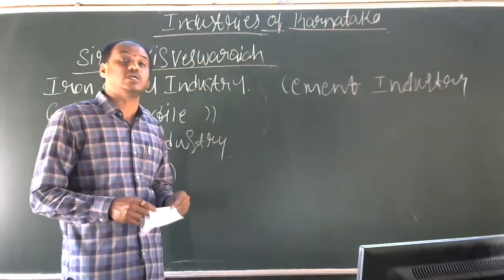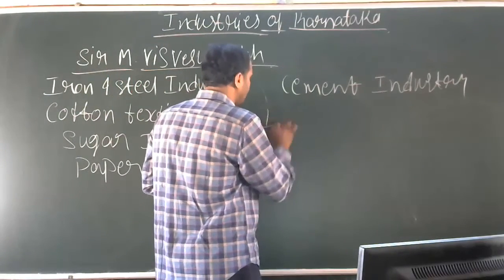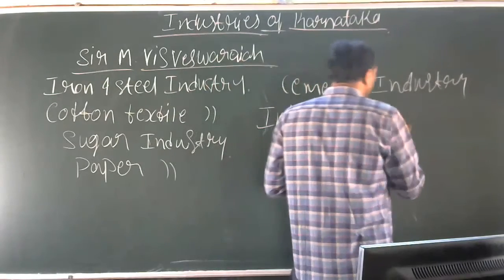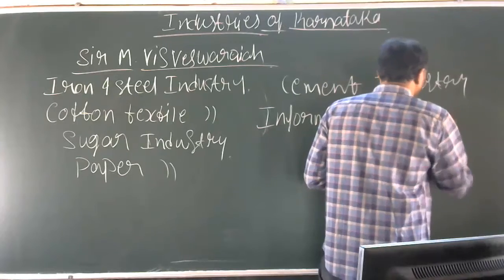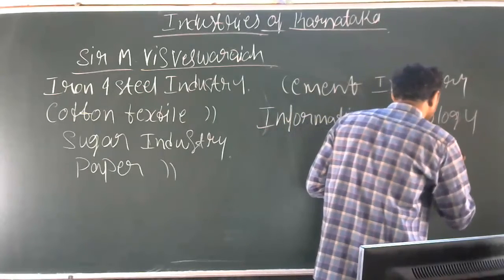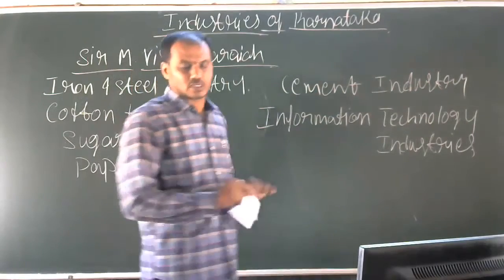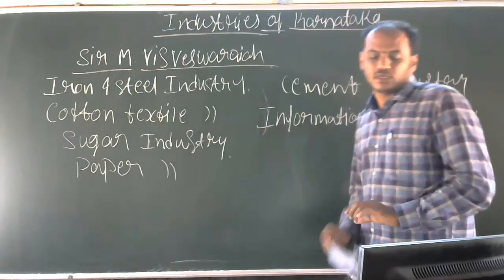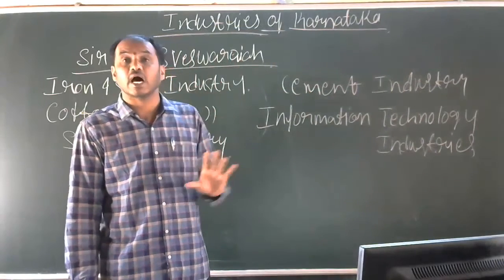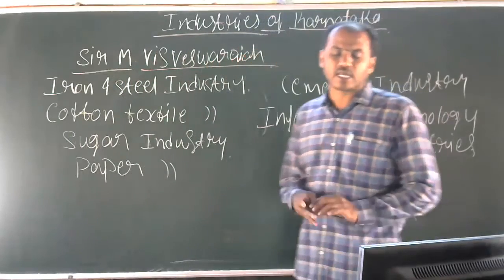Next, the important industry of modern days, at present: the information technology industry. It is one of the important modern-day industries. It is also called the IT industry. IT, information technology, and biotechnology are the important industries. Karnataka is an important center of information technology in India.